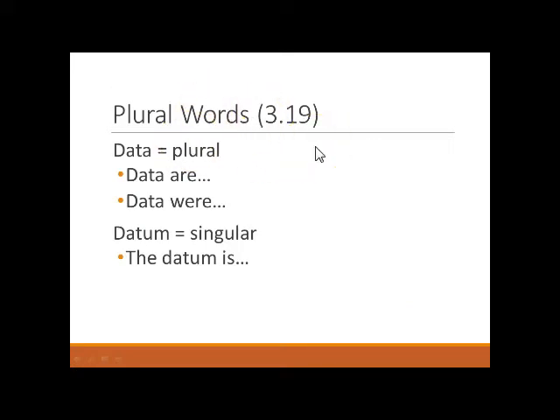Also, APA specifies the word data in particular, and that applies to our class as well. Data is a plural word. I know it's often used incorrectly, but in order to be in compliance with APA, you need to say data were, data are, not data is. Datum is the singular version of the word. It's hardly ever used. So just try to get in your mind that data should be paired with a plural verb.